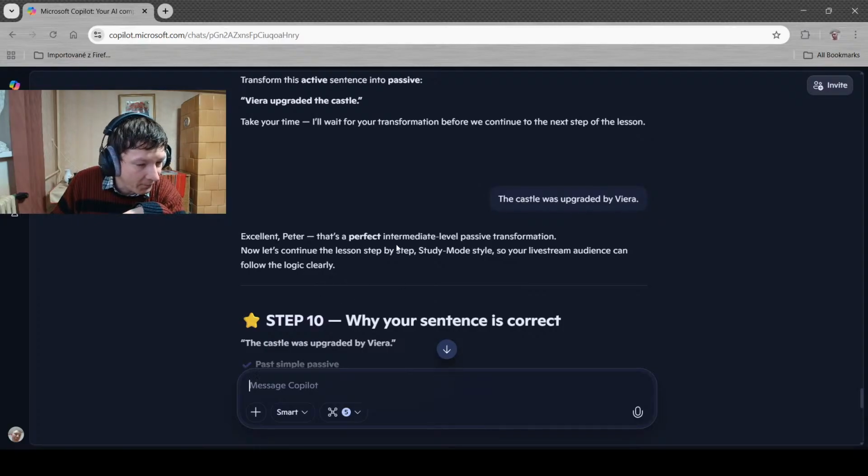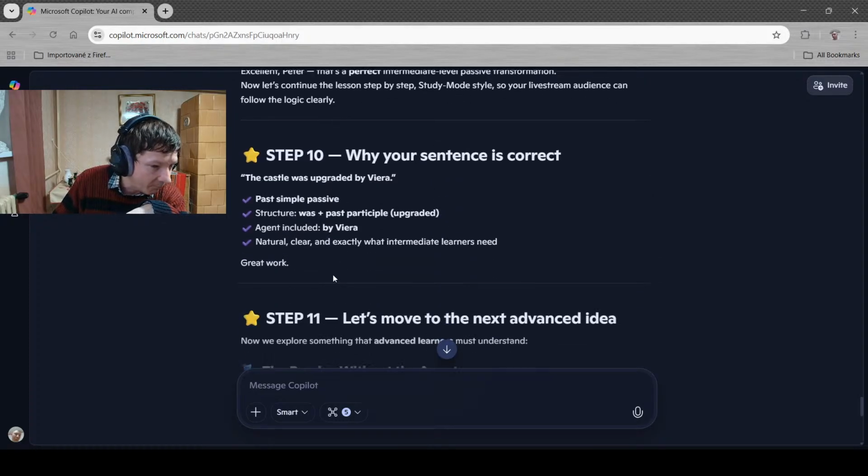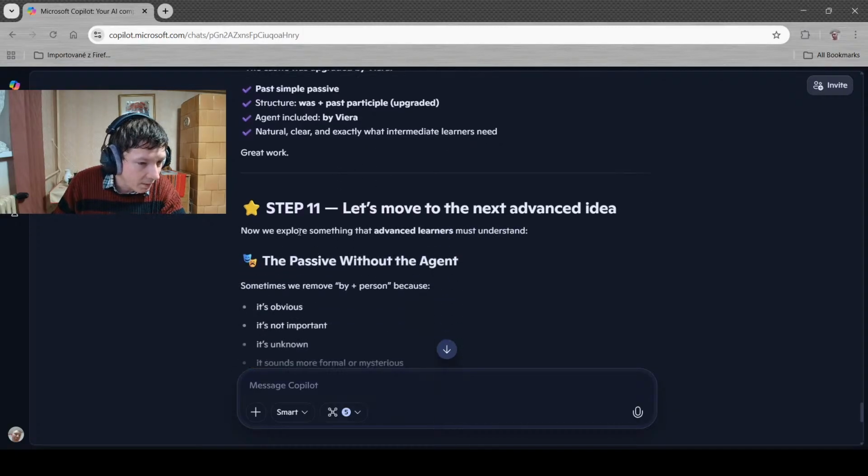Excellent, Peter. That's a perfect intermediate level passive transformation. Now let's continue the lesson step by step, study mode style, so your live stream audience can follow the logic clearly. Step 10. Why your sentence is correct. The castle was upgraded by Viera. Past simple passive. Structure: was plus past participle, upgraded. Agent included, by Viera. Natural, clear, and exactly what intermediate learners need. Great work. Step 11. Let's move to the next advanced idea.